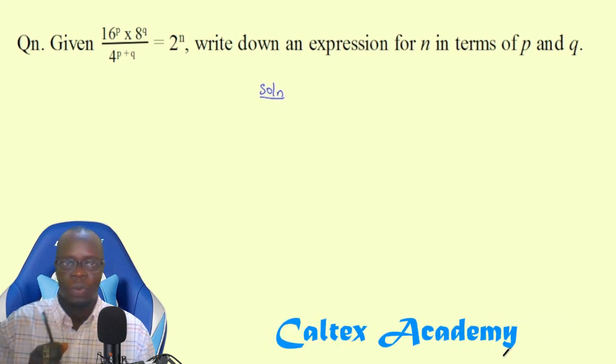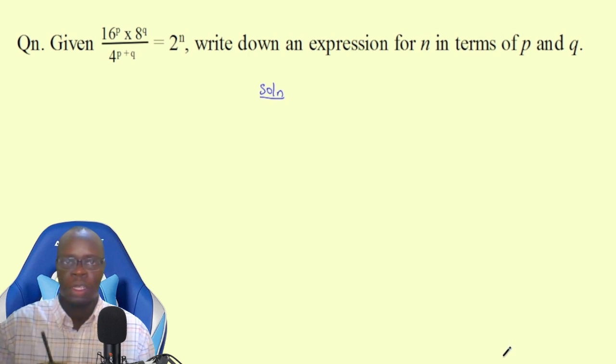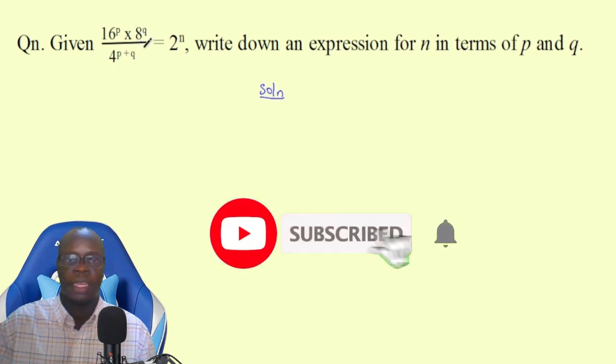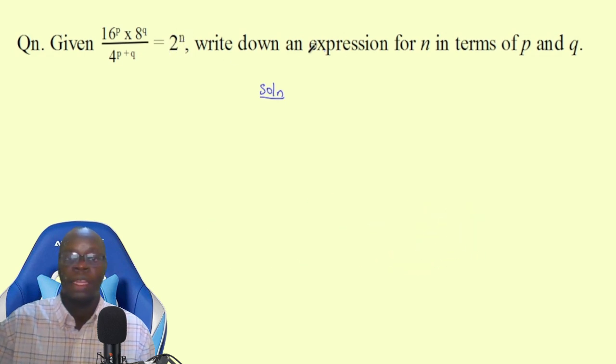Today on our board we have an exponential question: given 16 exponent p times 8 exponent q over 4 exponent p plus q equals 2 exponent n, write down an expression for n in terms of p and q. We can see there's some relationship between 2, 4, 8 and 16.